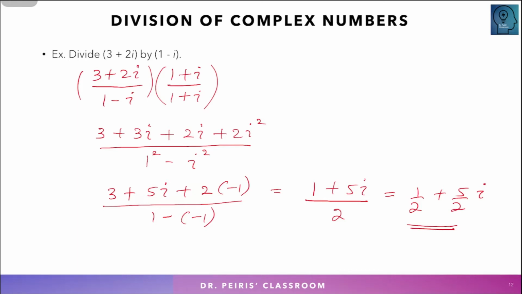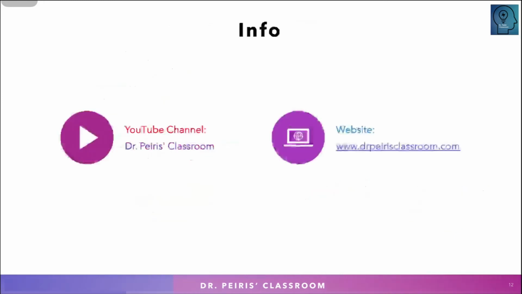So this is what you do for the division of any complex numbers. Make sure that you multiply by the complex conjugate both the numerator and the denominator, and then when you simplify, make sure you substitute negative 1 for the i squared, and then write your answer in the standard form. So that's all for this lecture about complex numbers.